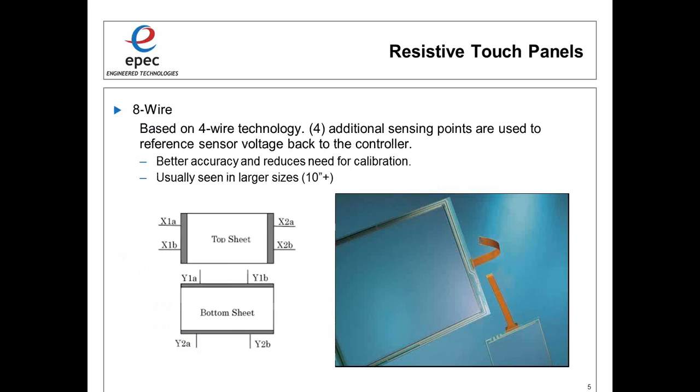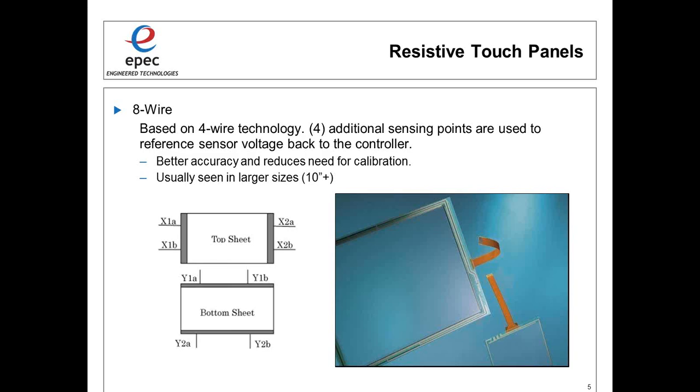Third resistive touch technology is an 8-wire. Now, an 8-wire is based on a 4-wire technology principle. So we've got 4 wires, but what we do then is we actually add 4 additional wires to each electrode, giving us a total of 8.